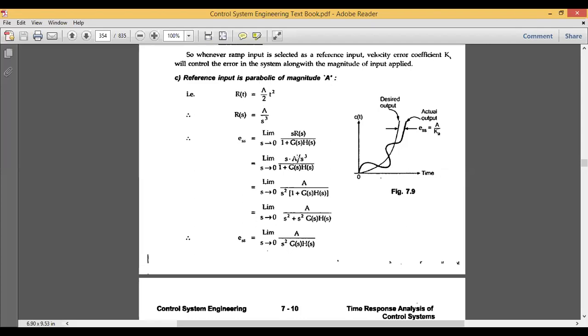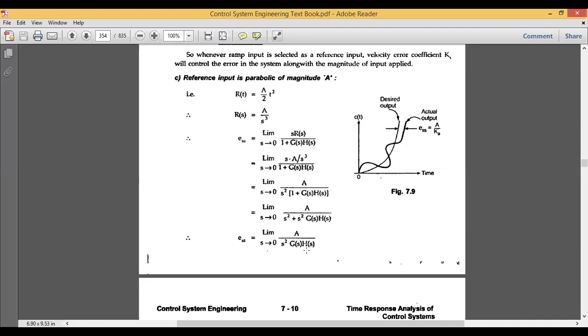So it becomes A divided by S square, and this S square goes to the denominator. So now it becomes limit S tends to 0, A divided by S square multiplied by 1 plus G of S into H of S. Now open the bracket, it becomes S square plus S square into G of S into H of S. Now apply the limits. So if I apply the limits, it becomes A divided by S square plus G of S into H of S.